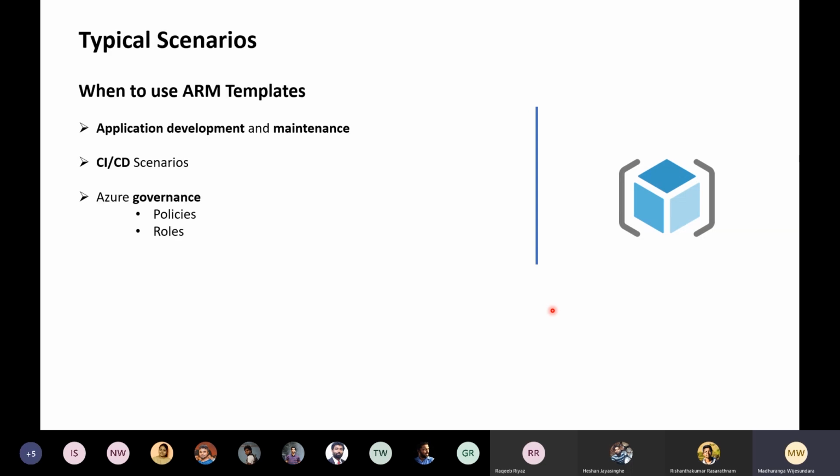So when to use ARM templates? When you are focusing on application development and maintenance, and it is a requirement to maintain your resources, then you can use ARM templates there. And when you are considering a CI/CD scenario, you can create separate delivery pipelines even for ARM deployments.